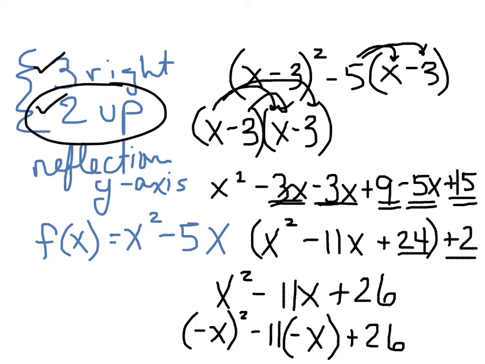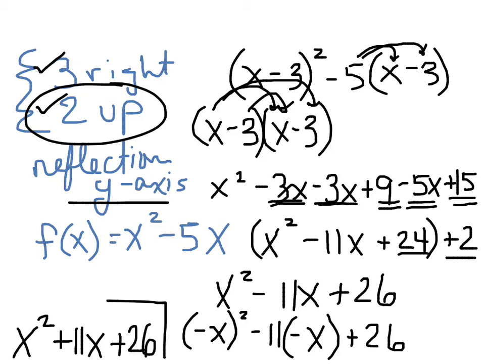And now I'm off to the third one where I'm reflecting it over the y-axis. Okay? What is a negative x times negative x? Negative x squared. Try again. Positive x. Oh. Negative times a negative would be a positive. So it's a positive x squared. What's negative 11 times negative x? Plus 11x. And then 26 didn't have anything acting on it, so I get just 26. And that's my answer.